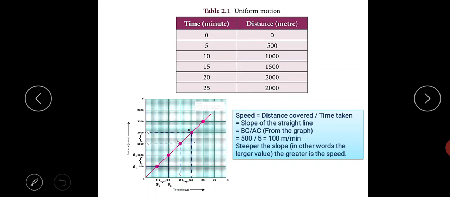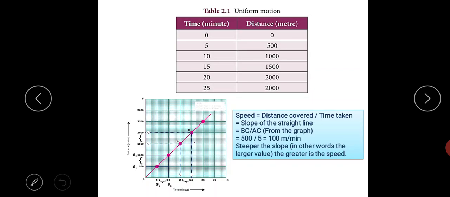So the person is covering 100 meters for every minute. So we can calculate the speed from the graph, because he is covering equal distance in equal intervals of time, which is a uniform motion. Is it clear, children? And also listen to the last point given here. Steeper the slope, the greater is the speed.